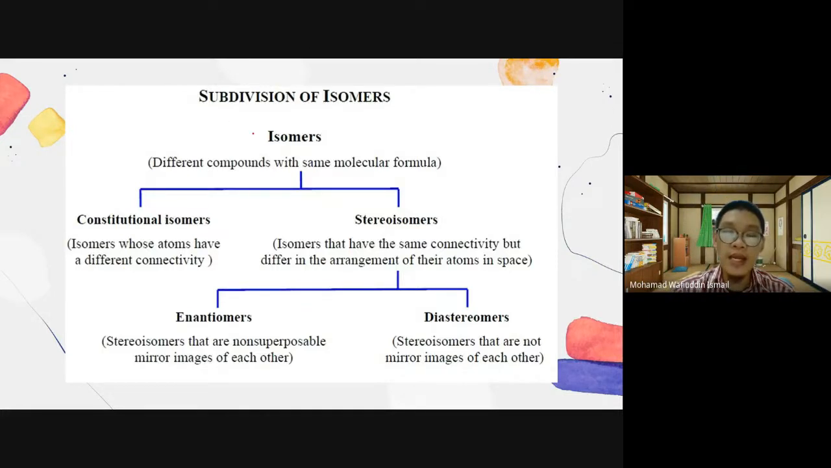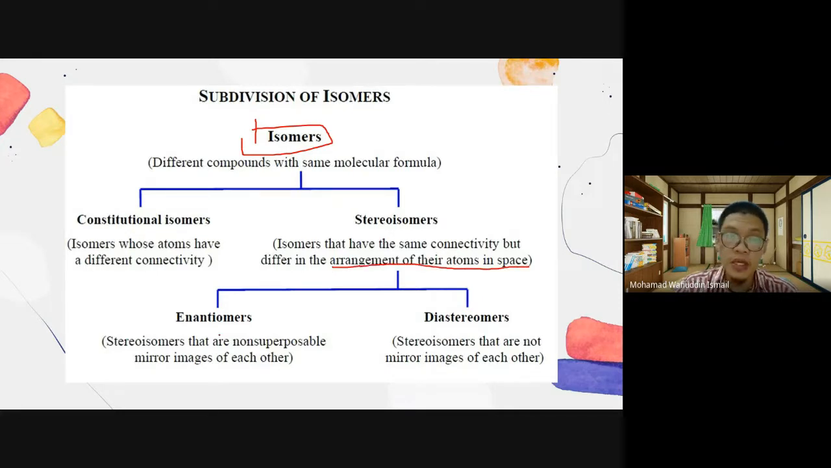The main idea, the parent, is isomers: different compounds with the same molecular formula. They can be divided into constitutional isomers, which are different molecules but have the same number of carbon and hydrogen. So that is a constitutional isomer. Stereoisomers are quite different. It's the arrangement of their atoms in space.